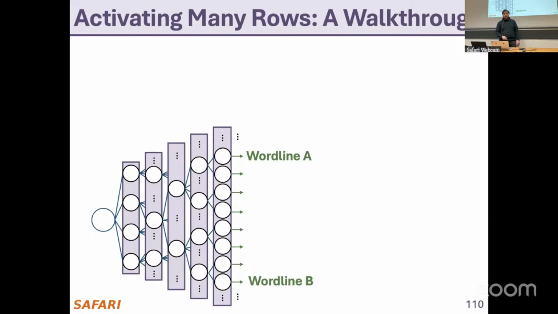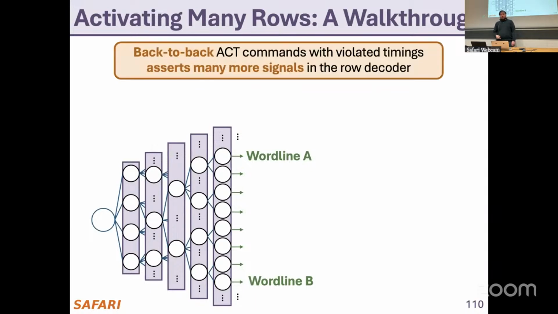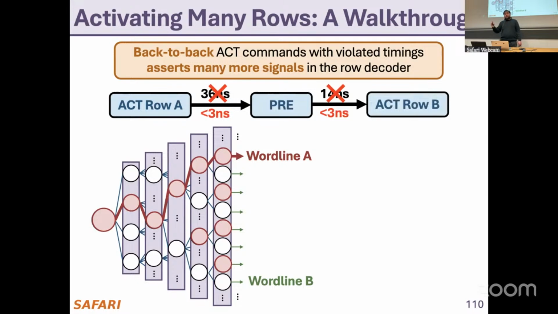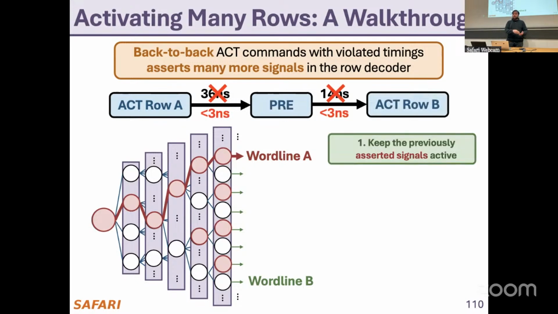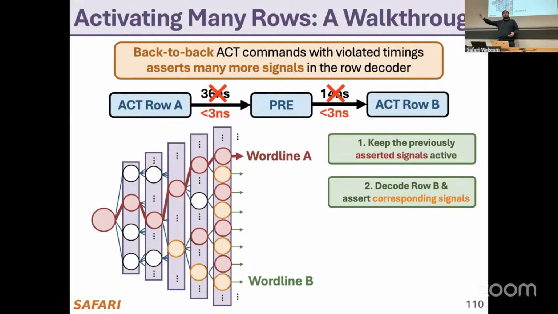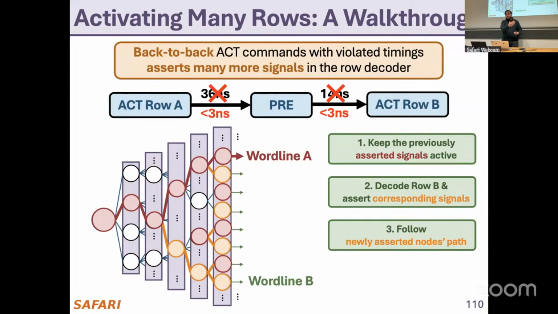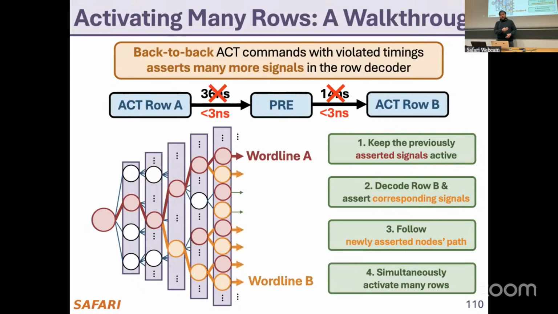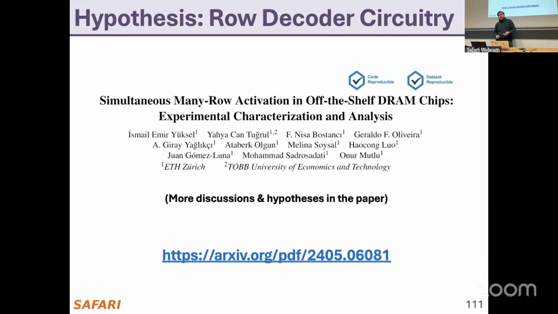But what happens when we activate multiple rows? Back-to-back activate commands with violated timing assert many more signals in the row decoder circuitry. When you issue activate row A, then a precharge, and then activate another row, it keeps the previously asserted signals because you interrupt the precharge. It decodes the row B address because you issue activate row B, and asserts the corresponding signals. Since it follows the asserted nodes' paths, now you have multiple rows that are activated. Hopefully this is clear. For more hypotheses and discussion, you can check the paper.